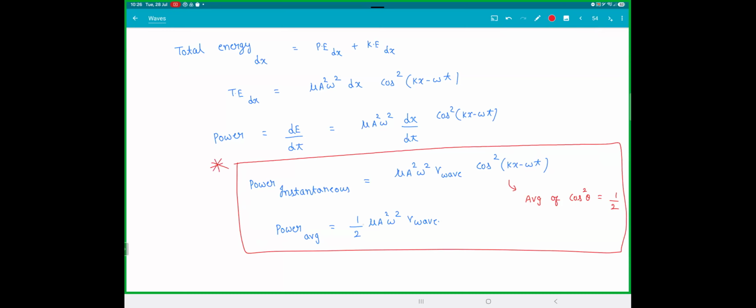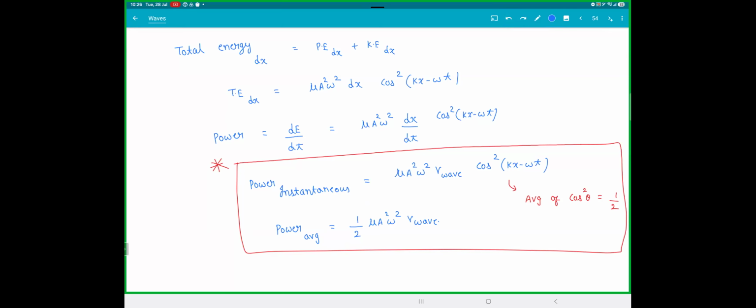So from a mains perspective, the average power is the formula you should definitely remember. Instantaneous power, if at all they ask you, I'm not sure. They might put it in a paragraph, or it might be a theoretical question. I have never seen them asking before. But in some way, someday it could come. I'm sure if you have done this chapter before, you must have seen this formula. That's how you got this. You should definitely remember half mu a square omega square v wave.